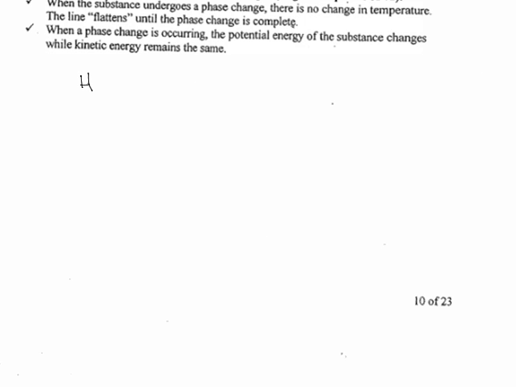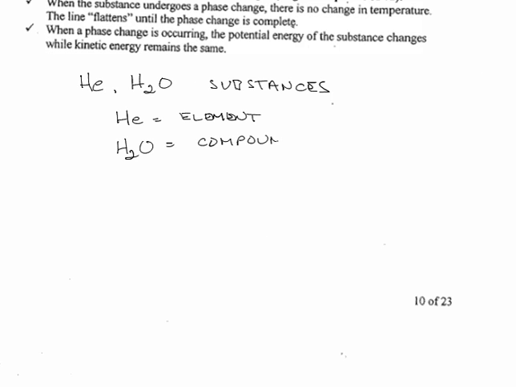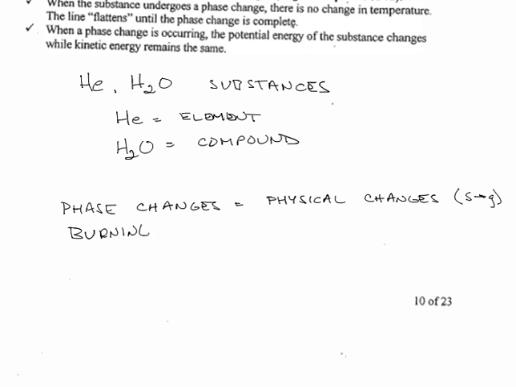So helium and H2O are substances because they are an element and then a compound. Helium is an element. Water is a compound. Two elements chemically combined. Phase changes are physical changes. For instance, solid to gas. Burning is a chemical change.